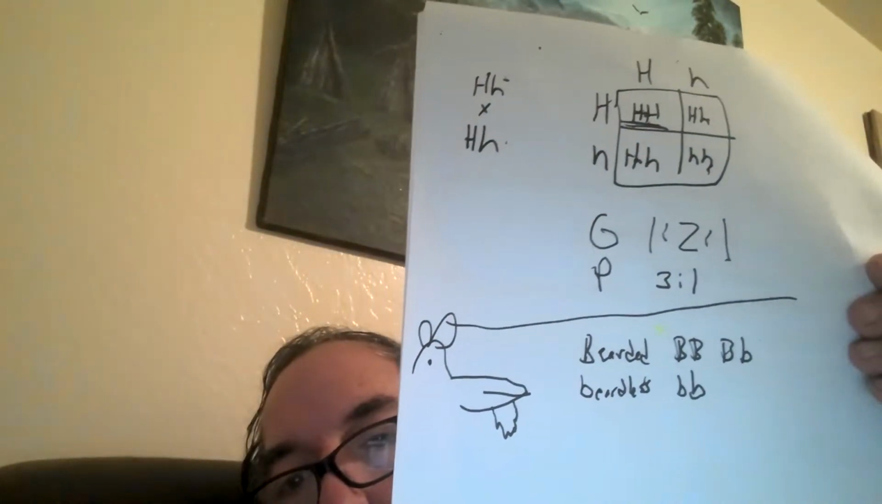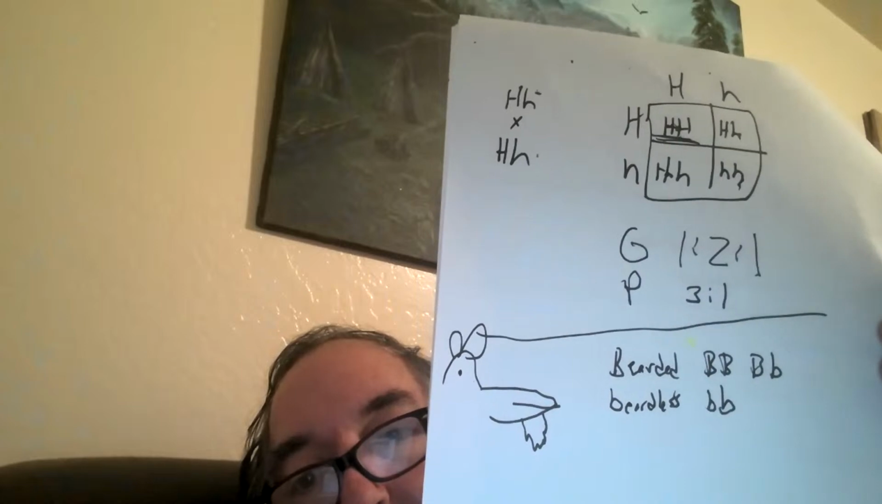So the bearded goats can be big B, or the heterozygous, of course, and the beardless are little b. So notice, I'm using different letters now, but it's going to work exactly the same. So let's cross a heterozygous goat. What does heterozygous mean? One of each. Big B, little b.